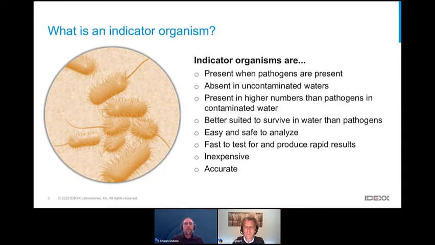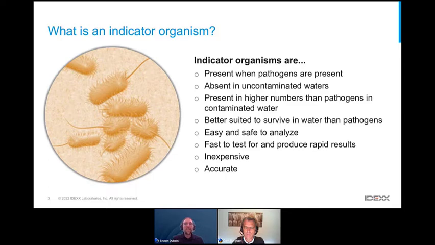When we talk about indicator organisms, there is a kind of checklist of what would make an ideal indicator organism. First, we want something that would be present when a pathogen is present. On the opposite side, we want it to be not present if the waters are not contaminated. We want them in very high numbers, especially higher numbers compared to pathogens, because we want to be able to find them easily in even a small water sample. We want them to be better suited to survive in the water environment, so that we have the opportunity to find them when we're testing our waters.